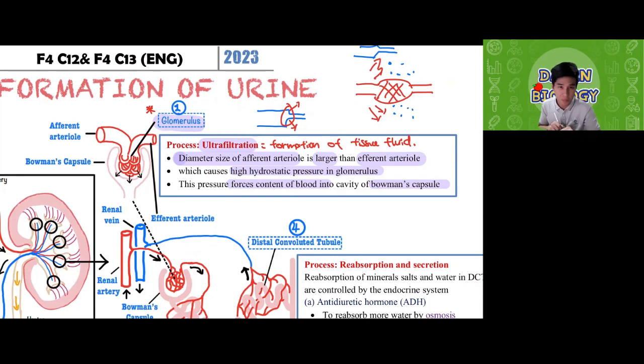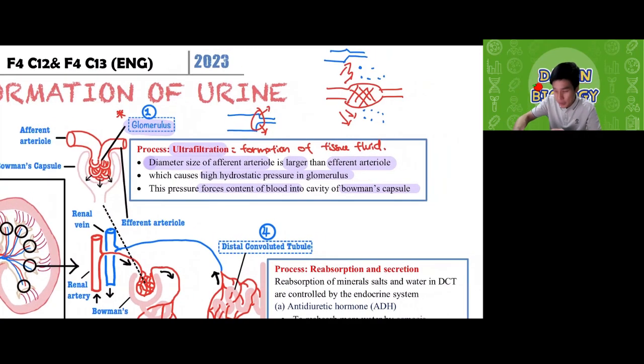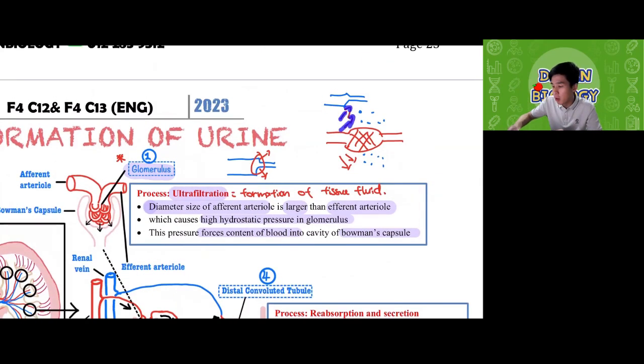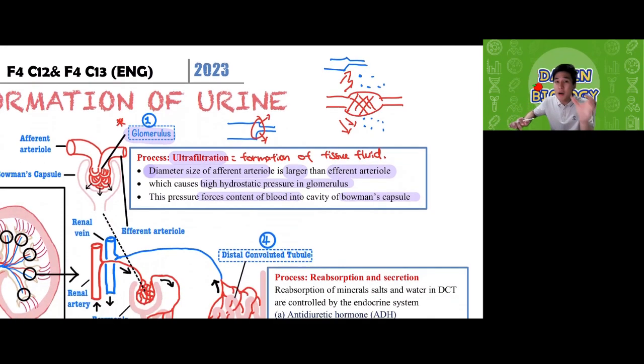How does the blood go into the nephron? Okay. So, by the way, that time we learned, when blood comes out, we don't call it blood anymore. It's called tissue fluid, because not everything in the blood can come out. Blood and tissue fluid is different. Now, here is also the same. When the blood comes out, we don't call it blood anymore. When the blood goes into the Bowman's capsule of the nephron, it will be known as glomerular filtrate. Okay?